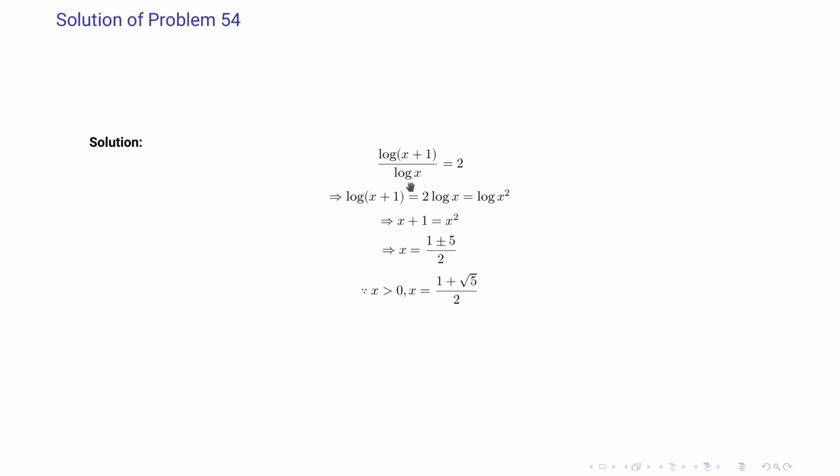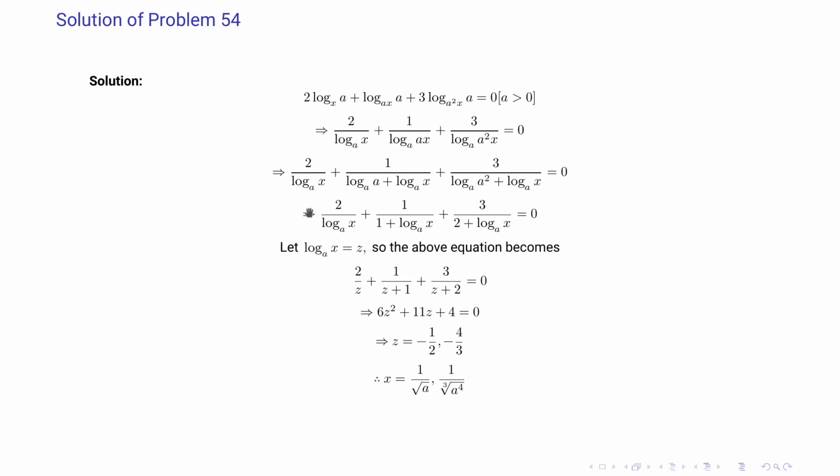Problem 54 says solve log of x plus 1 by log x is equal to 2. So in this case, we multiply log x with 2, it becomes 2 log x, which is equal to log of x squared, so x plus 1 is equal to x squared. That means x is equal to 1 plus minus square root of 5 by 2. There should be a square root here. But x has to be greater than 0, because in the denominator we have log x. If x is not greater than 0, then it will be a complex quantity, but we are dealing with real numbers. So since x is greater than 0, x is equal to 1 plus square root of 5 by 2.